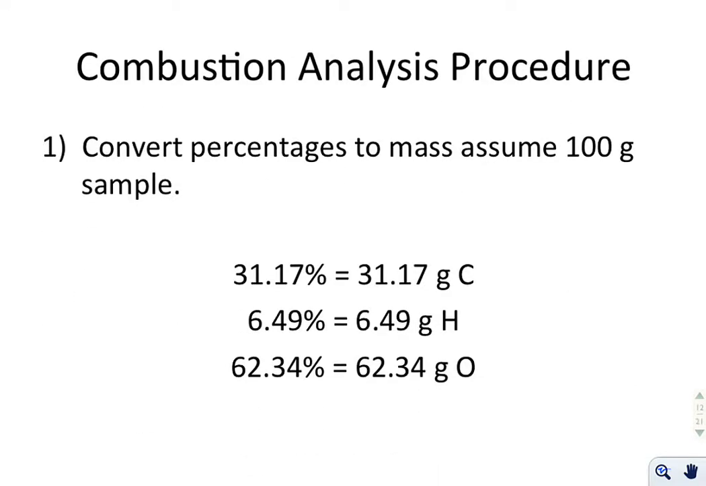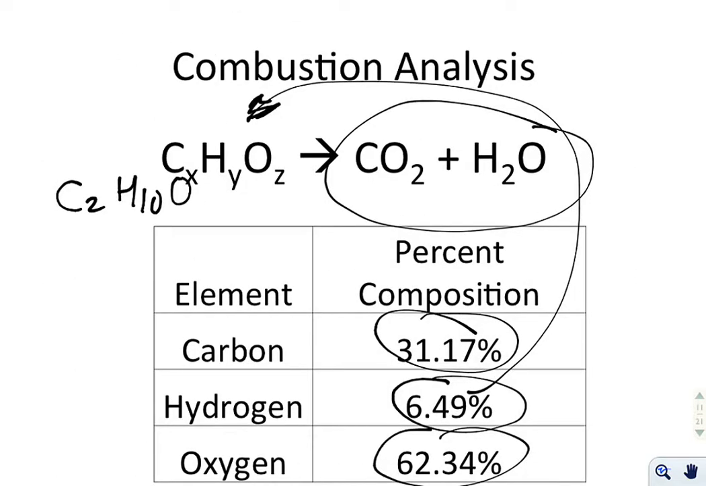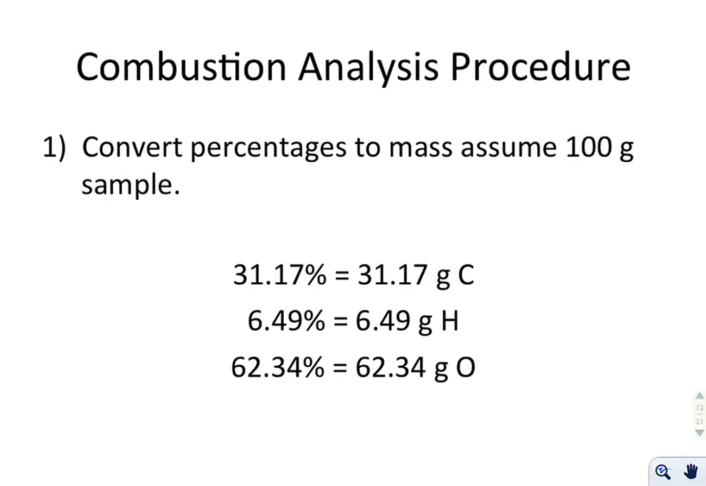And here's what you do. Number one, you convert all the percentages to mass and you assume there's a 100-gram sample. So in other words, 31.17% becomes 31.17 grams of carbon. 6.49% becomes 6.49 grams of hydrogen. You're just taking the percent sign and you're replacing it with a gram sign. You also have to make sure that the element that goes with it is there as well.